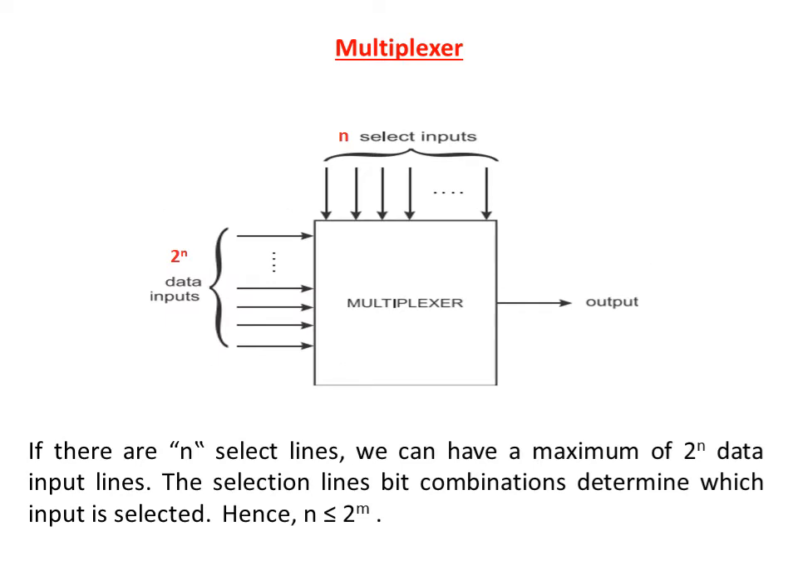This is a block diagram representation of multiplexer. Here we have 2 power n data input lines and n number of selection lines and a single output. Then which input is directed to the output side is decided by the selection line combinations.